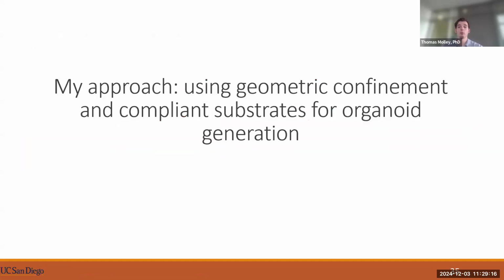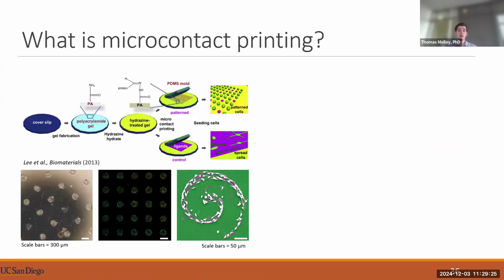So my particular approach that I'm using during my postdoc is to use geometric confinement and compliant substrates for organoid generation. To do this geometric confinement, I use a cool technique called microcontact printing. So the way that this works is we take a glass cover slip and we put a hydrogel on top. In this case, polyacrylamide, 10 kilopascals. So, a wet polymer substrate that's mimicking the ECM. What's nice is that polyacrylamide naturally does not allow for cell adhesion.